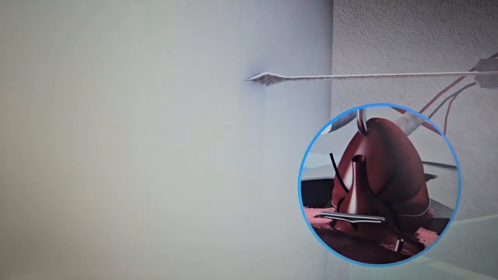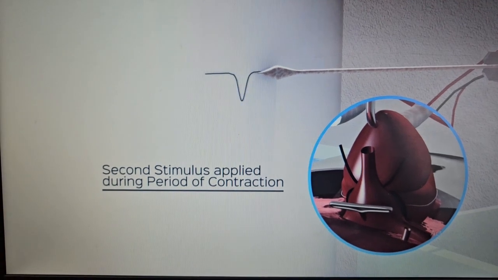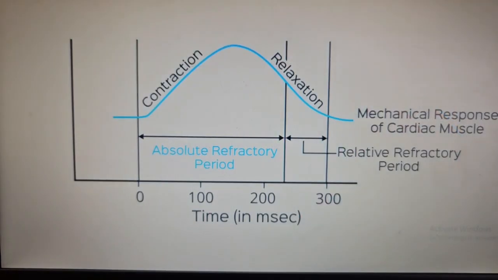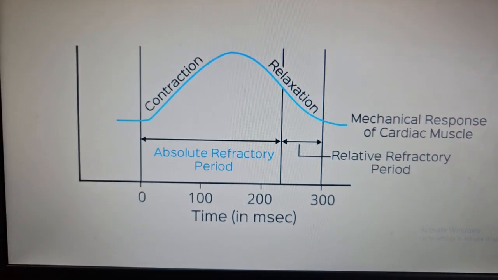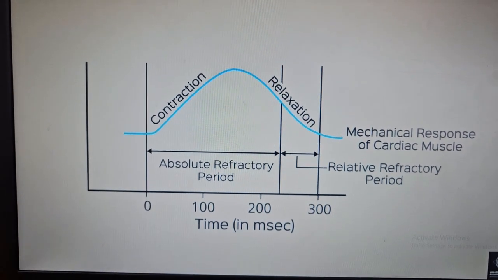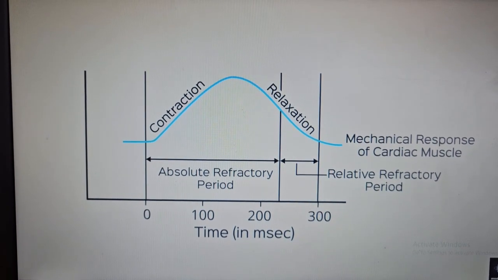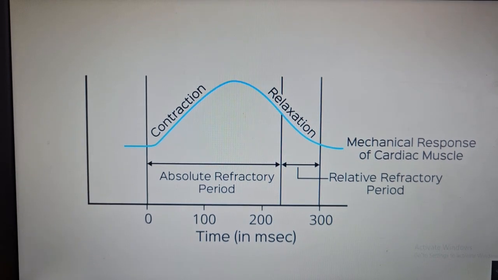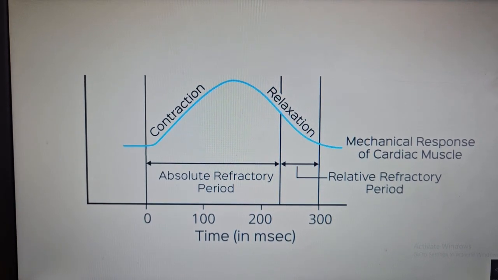In the third graph, we apply the second stimulus during the period of contraction of the ventricle. This is called the absolute refractory period. During this period, no stimulus, however strong, can elicit a response from the cardiac muscle. Cardiac muscles have a very long absolute refractory period. It lasts for almost 250 milliseconds.